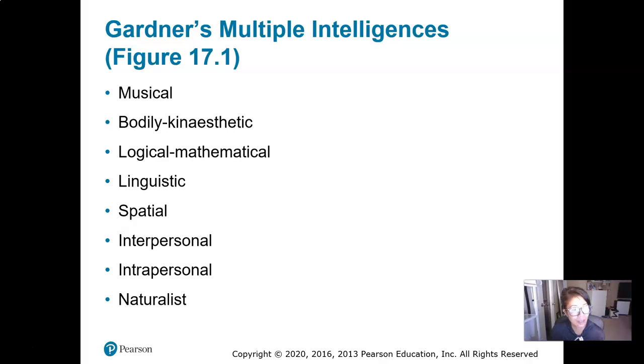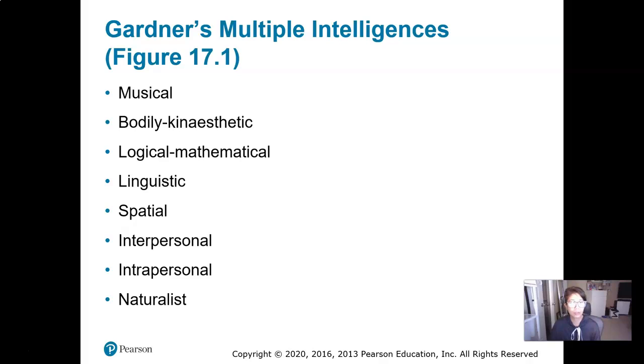Academic intelligence is not the only intelligence, as we know. There's musical, kinesthetic, logical, mathematical, linguistic, spatial, interpersonal, intrapersonal, and naturalist. Okay, so what do these actually mean? Some of these are obvious, but then there are some where you're wondering, how does that manifest? What do spatial, interpersonal, intrapersonal, and naturalist actually encompass?